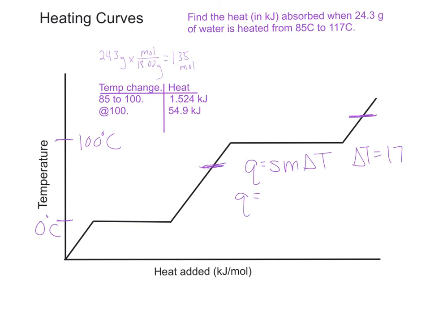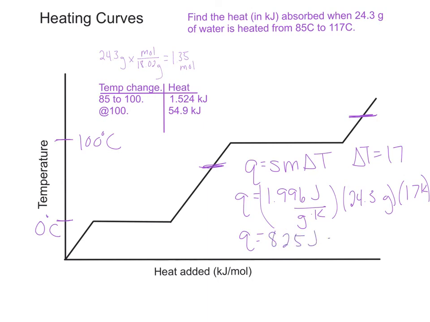Okay, so the specific heat of water vapor is 1.996 joules per gram Kelvin. Okay, and we're still using the same mass. Okay, so we have 24.3 grams times the 17 Kelvin for our delta T. And that overall heat comes out to, once you calculate everything out, it's 825 joules, which can be interpreted, of course, as 0.825 kilojoules. So now let's just go ahead and add that to our table.